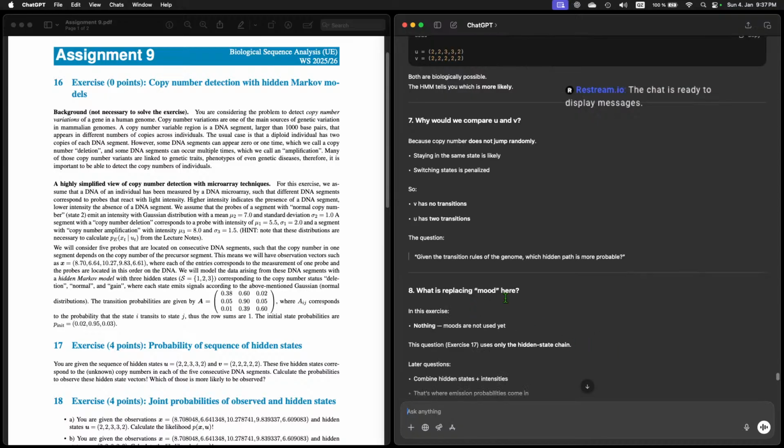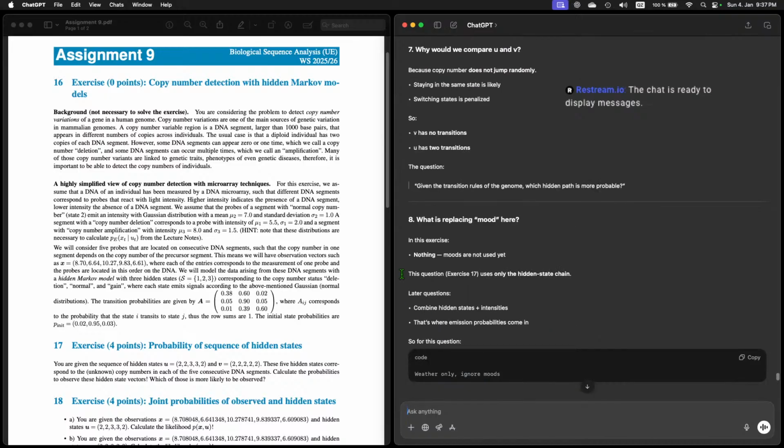What is replacing mood here? Here, nothing. Mood has not been used yet. This question uses only the hidden state chain.